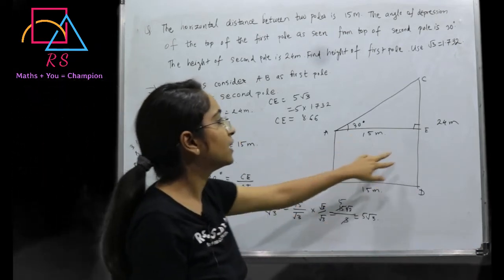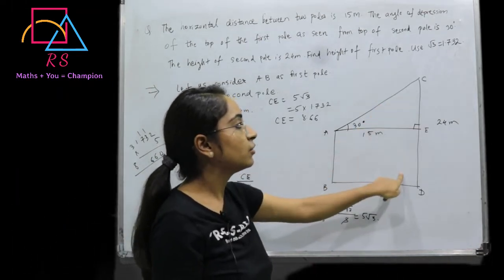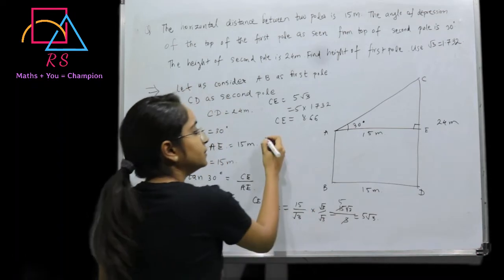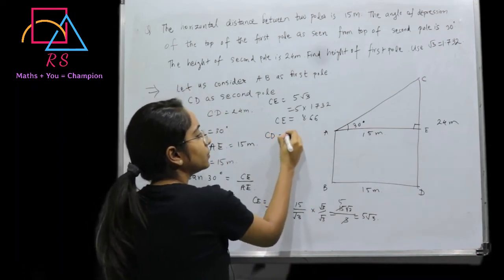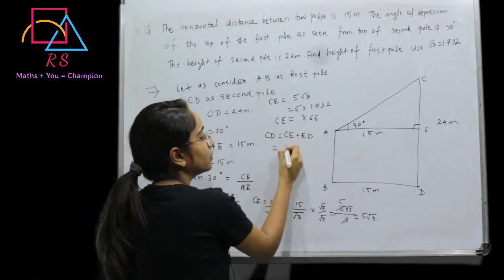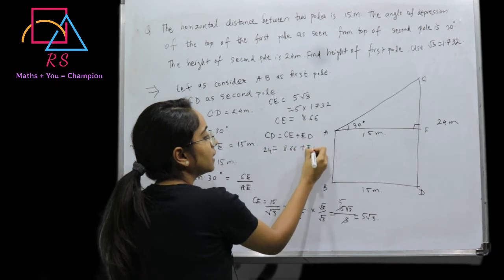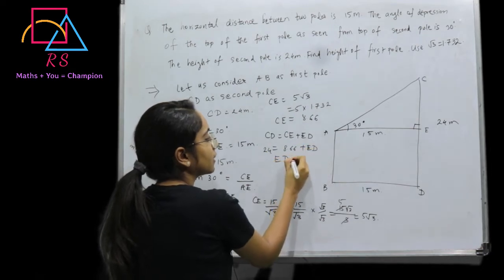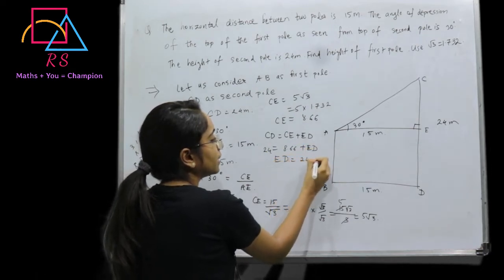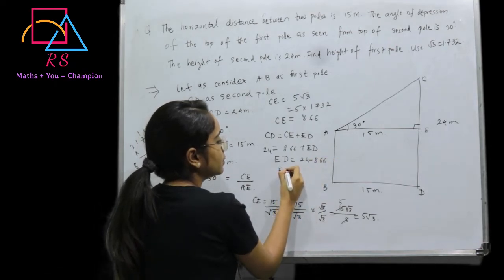Now I can find the value of ED from here, as I have got the value of CE, and CD I know, which is 24 meters. So CD is equal to CE plus ED. I put the values 8.66 and CD as 24, plus ED which I have to calculate. ED thus comes as 24 minus 8.66, so ED is 15.4.